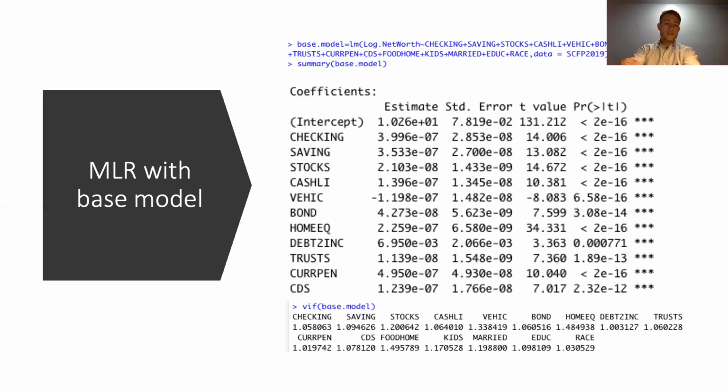The first model I used was just simple multiple linear regression. As you can see up top in the R code, we just use the LM function of our dependent variable regressed on the 16 independent variables that I mentioned before. And then I show a summary here of our model. All of these variables are statistically significant based on the p-value.